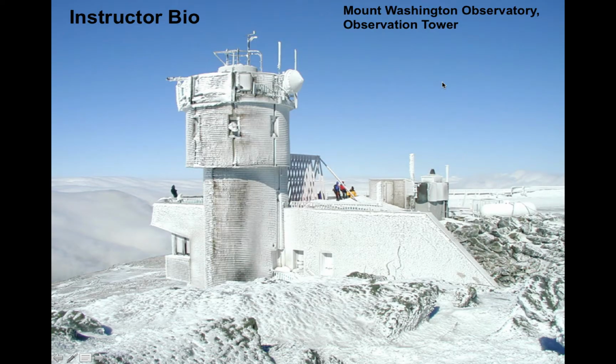Just a quick bio about me. I started getting interested in weather and climate by working at the Mount Washington Observatory, which is located on a 6,300-foot summit in New Hampshire. There were a number of research projects going on when I worked there as well, and that really piqued my interest as far as getting into research and pursuing my graduate career.